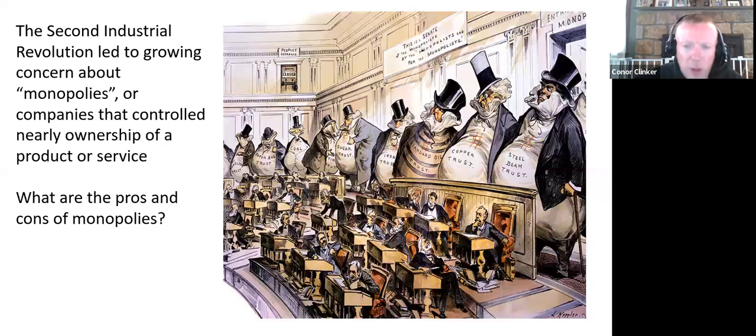This process that we're going through here with all this new technology coming online and new businesses becoming huge and wealthier than any other businesses ever had in human history, there's a concern that those monopolies, we talked about monopoly earlier in a different context, companies that control nearly all ownership of a product or service. Pros and cons. The pro is they're big, efficient companies that can get you relatively cheap products. And the con is there's a threat of too much power in the hands of too few people.